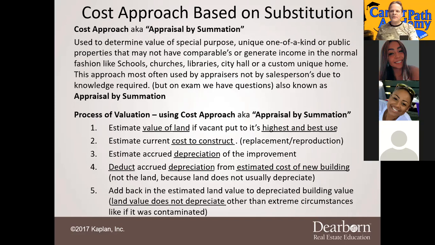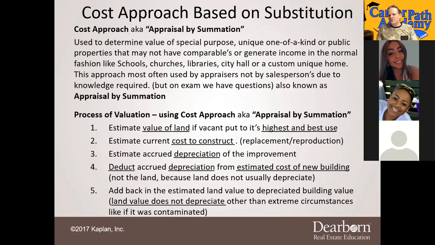So what approach to value is used most often by real estate agents? CMA, or sales comparison approach, or comparative approach, sometimes they may call it as well. Sales comparison or comparative, they're comparing things. Which approach to value is most used on residential real estate? Same one, sales comparison approach.